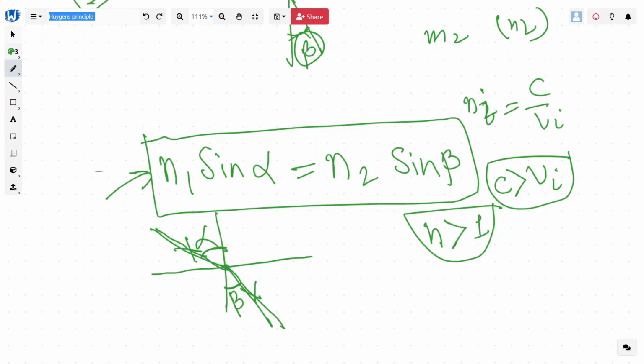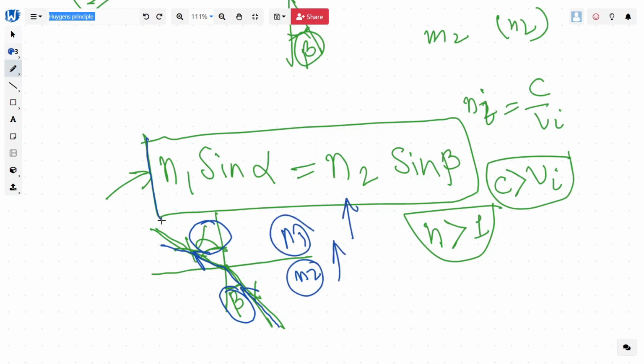Secondly, as we also mentioned in the reflection case, this law is reversible, meaning the ray is coming not from this direction but from this direction. These angles will still obey Snell's law. So this will become the angle of incidence and this will become the angle of refraction. So from N1 to N2 or N2 to N1, this expression will hold. So this is a very important concept. N1 sine alpha is equal to N2 sine beta, and we are going to see a lot of examples in the next video using this expression and playing with it.